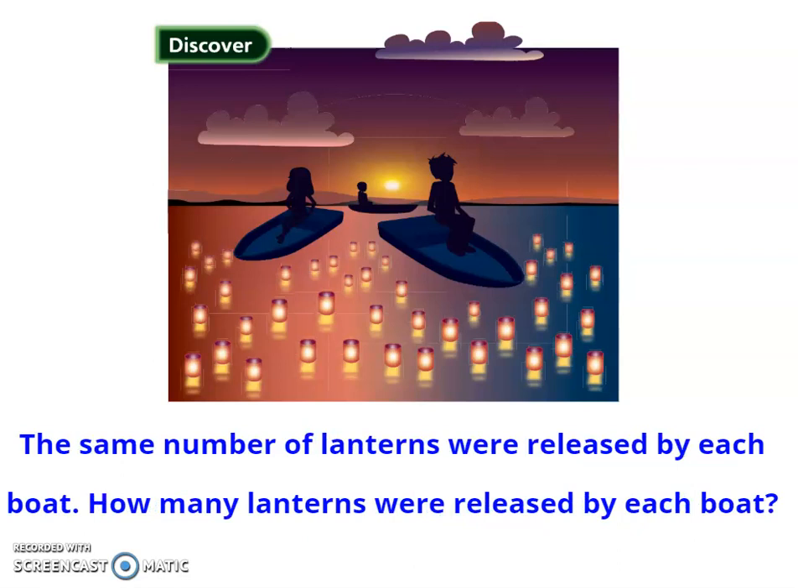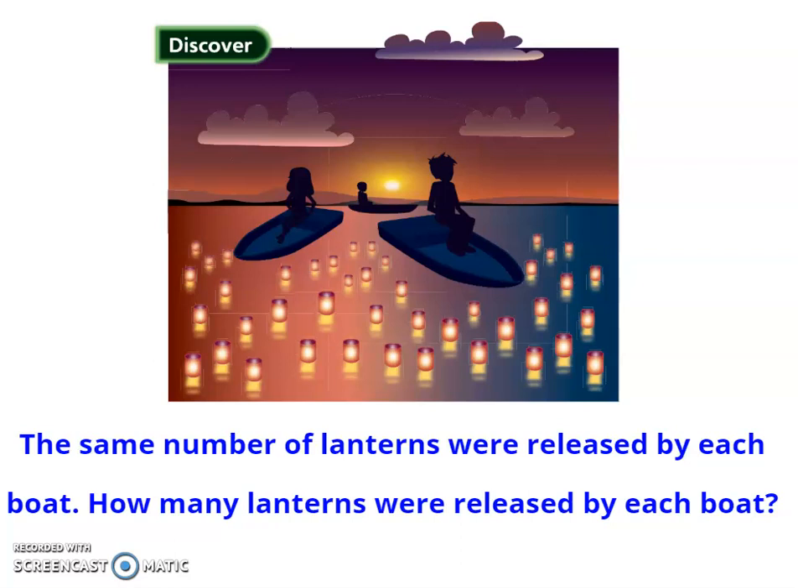And for question B, we're looking at the same number of lanterns were released by each boat. How many lanterns were released by each boat? So in order to work out this one, think about whether you've represented those number of lanterns appropriately, whether you counted them correctly, and then think about how many boats and what number sentence we are going to be using for that. So how are you going to put those two numbers together to create that number sentence? Now pause the video and I want you to calculate both those answers.